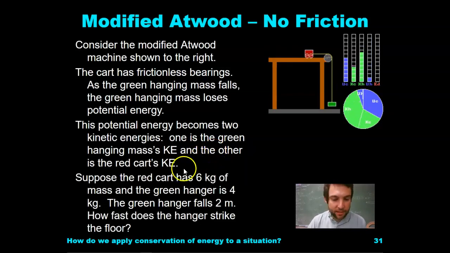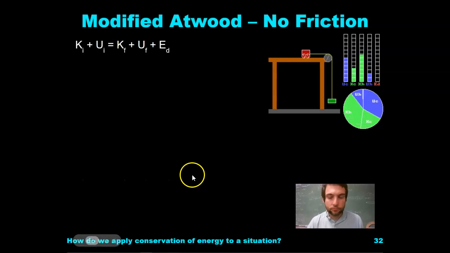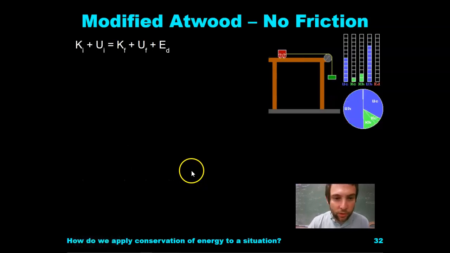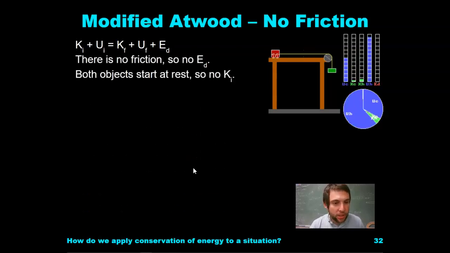If the red cart has a mass of 6 kilograms and the green hanger is 4 kilograms, the green hanger falls 2 meters. How fast does the hanger strike the floor? Conservation of energy will let us deal with this without issue. No friction, so there's no energy dissipated.